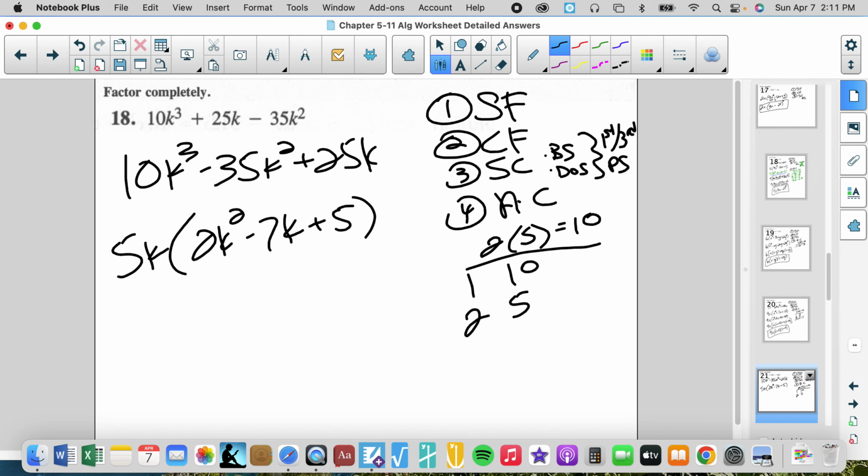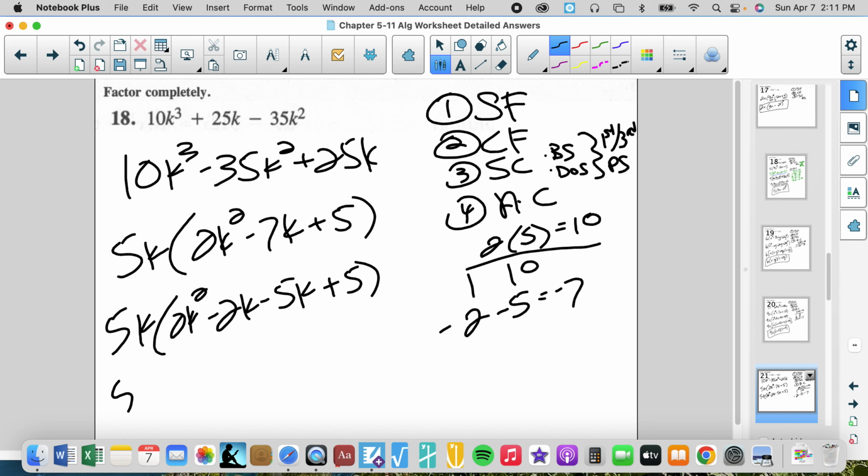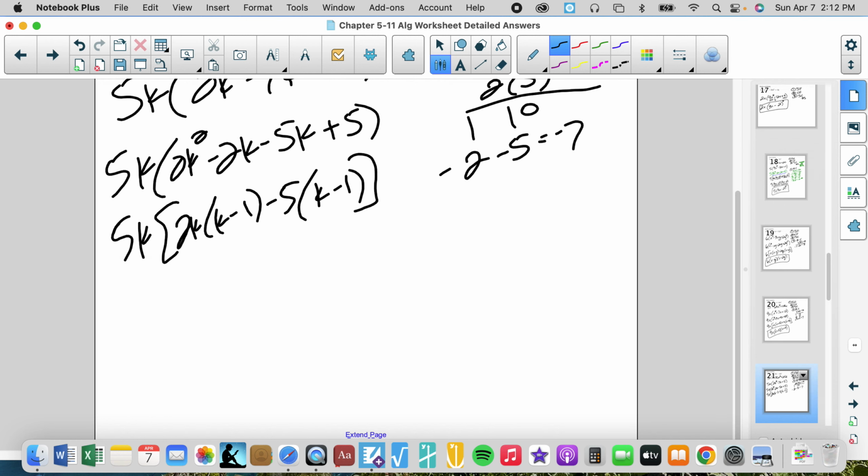Signs are the same, both are negative. We get negative 7 again. 5k, 2k squared minus 2k minus 5k plus 5. We're going to factor out a 2k. We get k minus 1. We're going to factor out a negative 5. We get k minus 1. 5k times the quantity k minus 1 times the quantity 2k minus 5.